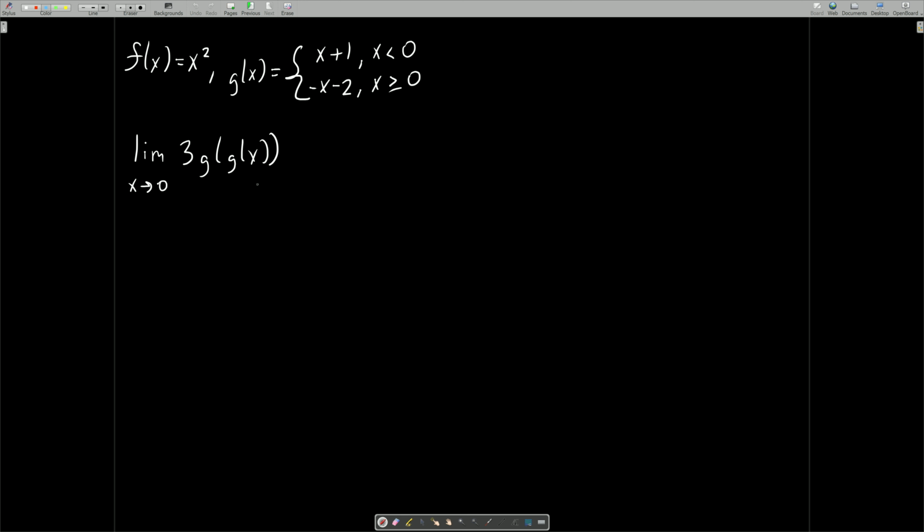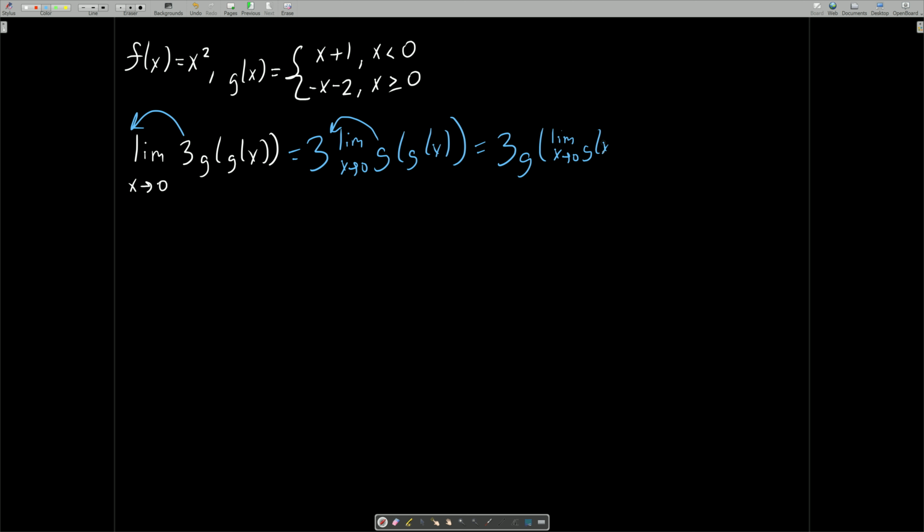Alright, last one. Another composite function here. First you take the 3, you move it outside of the limit. Now you take the g, and you move it outside. Now you can evaluate this. Here's the thing with this limit. This is a piecewise function and it changes at 0, and you're trying to find the limit as x approaches 0. So what would you do in this situation?